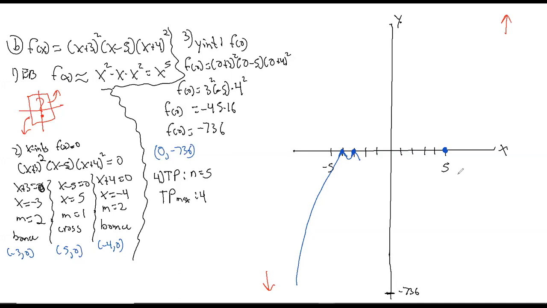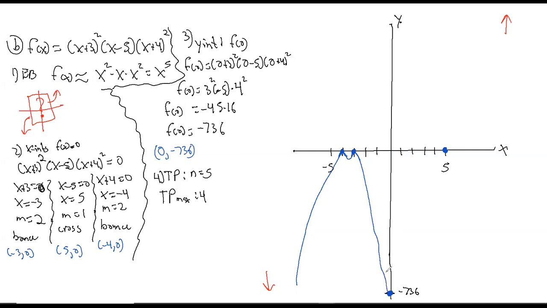And then the next point we're supposed to hit, we have the intercept over here at 5, but we also have this point down here at 0 comma negative 736. And that's going to happen first. So we got to come all the way down here. So we're trucking on down. And we got to hit that point.